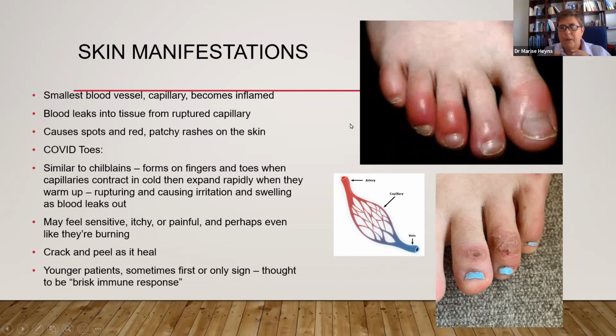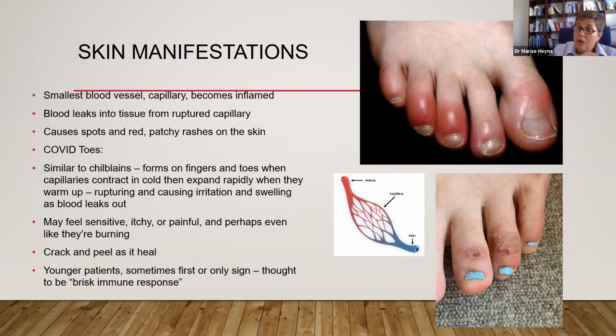to chilblains. It develops on the fingers and toes when the capillaries contract in the cold and then expand rapidly when they warm up. And then they rupture and the blood flows out. So that can be very sore, sensitive, itchy, painful, and it feels as if it's burning. And when it starts to heal, you can see here at the bottom, it starts to crack and peel. But what is interesting with the COVID toes is that it's picked up in younger patients.